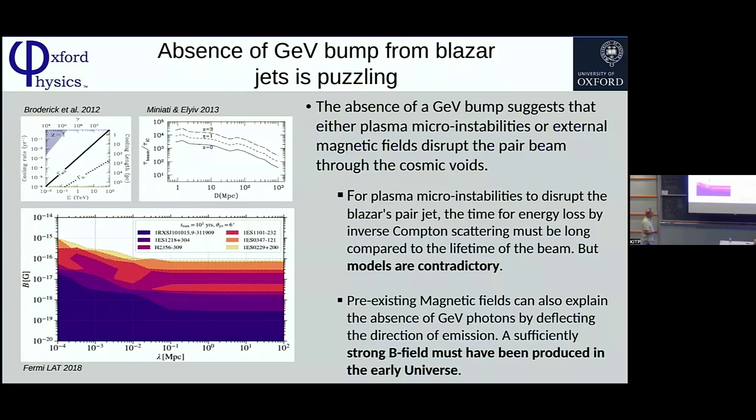Another possible explanation is that these magnetic fields exist very early in the universe, for example, at the QCD crossover or at the electromagnetic phase transitions, and those are the fields that provide this external magnetic field. The problem is that the fields required to explain the absence of the GeV emission must, as I said before, be produced very early in the universe. And now the problem is that there is not a clear mechanism for production of magnetic fields very, very early in time.